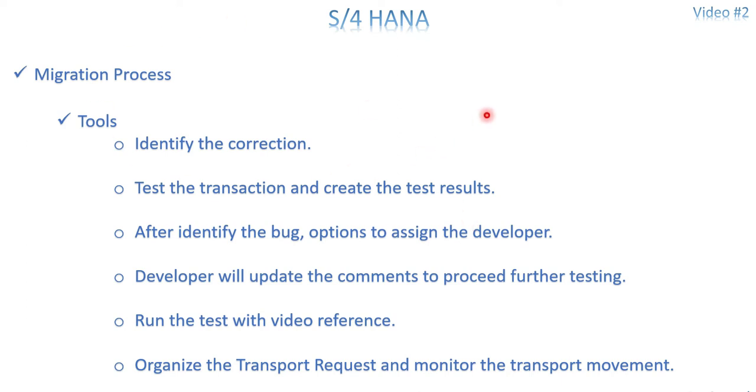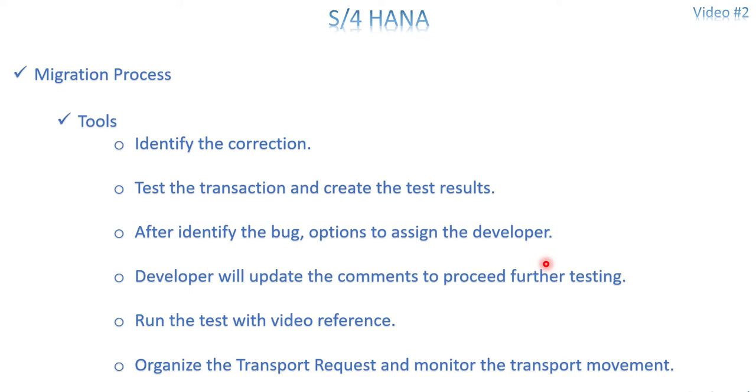The tool itself identifies the corrections, what needs to be done in the custom objects. I'm always talking about the custom objects: what needs to be done in the programs, enhancements, user exits. It will trace the transactions and record the test results. If a business user is running one of the reports and comes to know of a bug in it, the tool itself identifies the bug, and there is an option to assign it to the developer. So they don't have to make a note of it separately. Everything is in the tool.